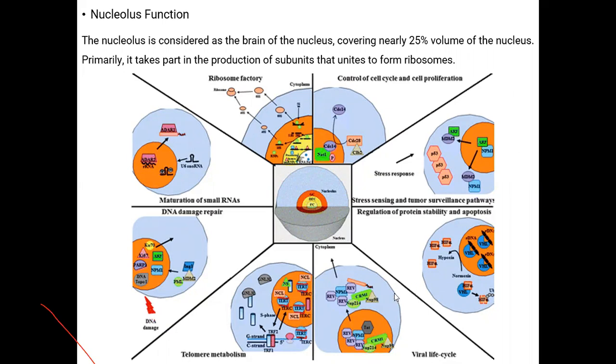It also helps when a virus enters the cell, as it tries to destroy the virus life cycle. It also helps in telomere metabolism. Telomere means the end part of chromosomes, which is also metabolized by the nucleolus. As I said, it helps in DNA damage and DNA repair mechanisms, and in the maturation of small RNAs. Small nuclear RNAs and ribonucleoproteins are also matured with the help of the nucleolus.